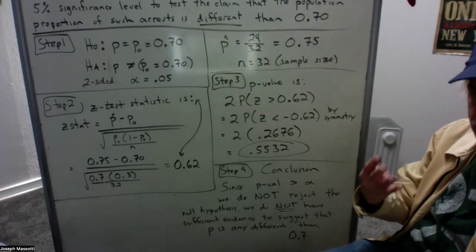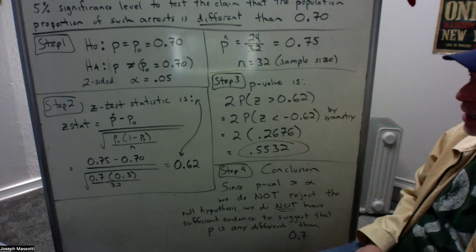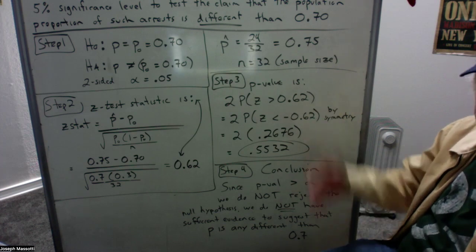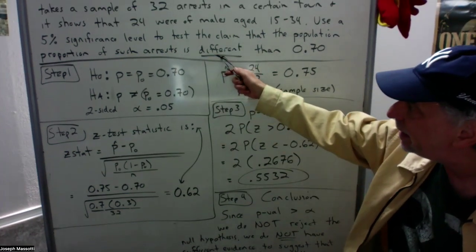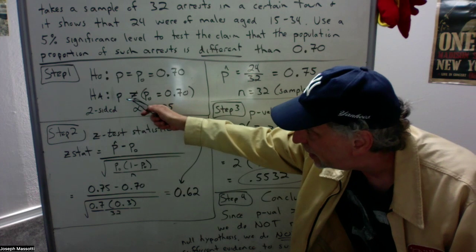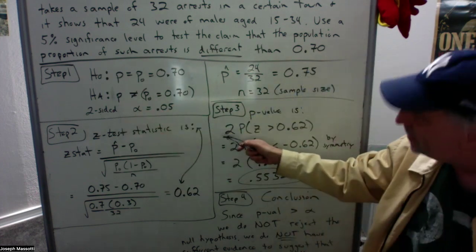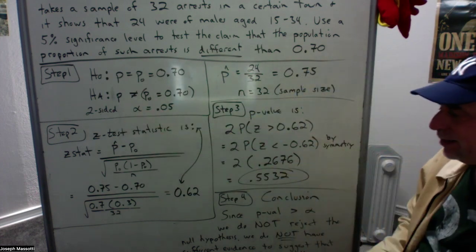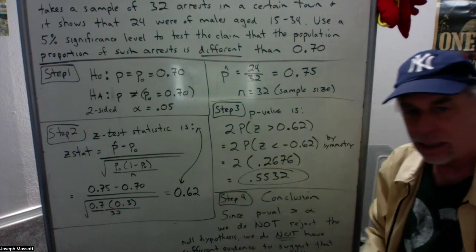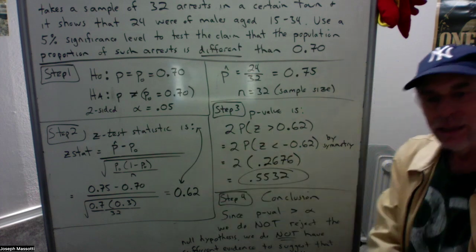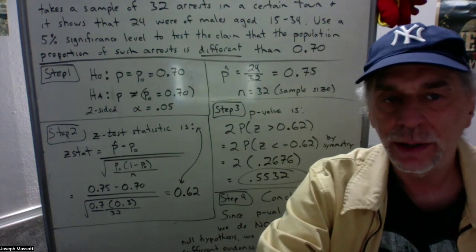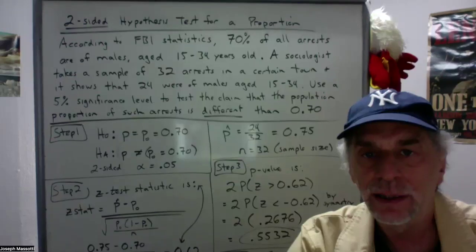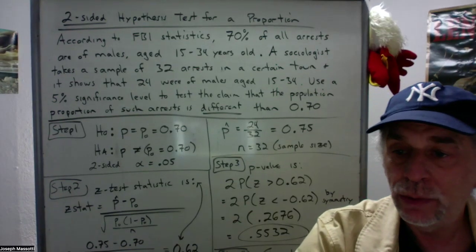Again, 4 steps, always the same 4 steps. The only thing that changed in this example was that it was a two-sided alternative because it said different. So it was a two-sided alternative, and we double the probability of finding something more extreme than we find in our step 2 test statistic calculations. All right, so that's another example of a hypothesis test, and we will continue on.